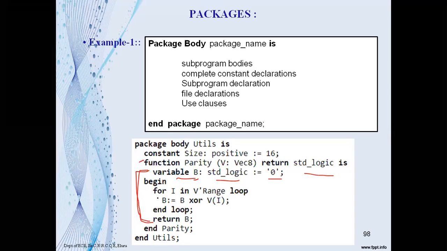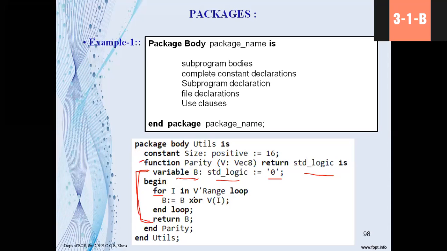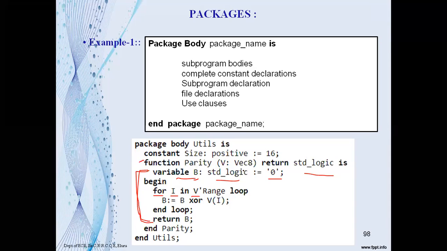Now see here, we are using a for loop. It is a sequential statement. For I in V range loop. What is V here? What is V range? The V range comes from the vector 8 subtype. What is vector 8? It is a subtype of 7 down to 0, right?